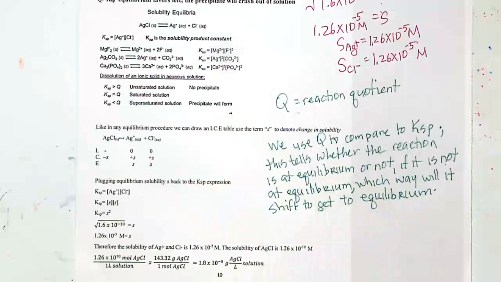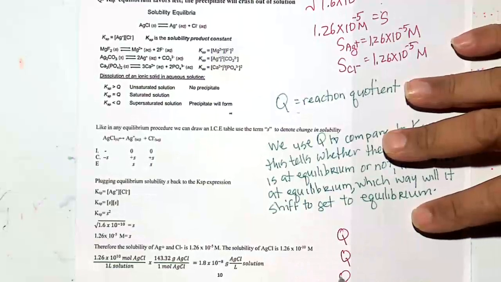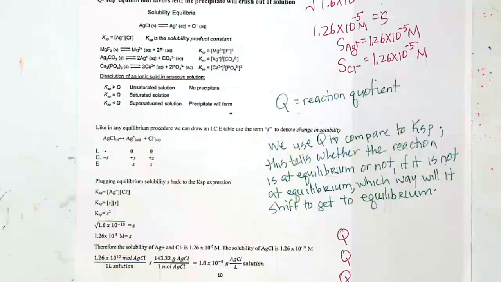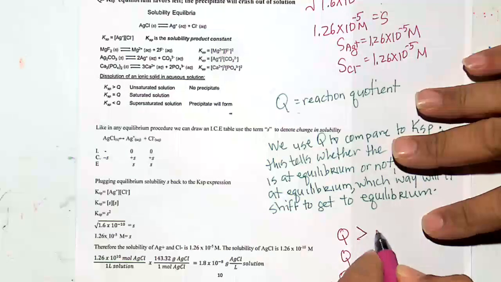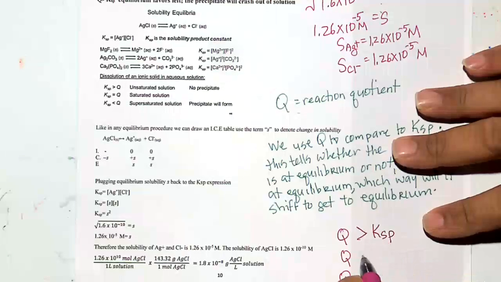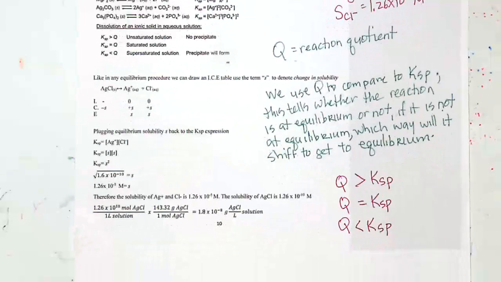There are three things that could happen. We're going to compare Q with Ksp. In this situation, I want you to put Q first. There's three things that could happen. The Q can be greater than Ksp, the Q can equal Ksp, and the Q can be less than Ksp.